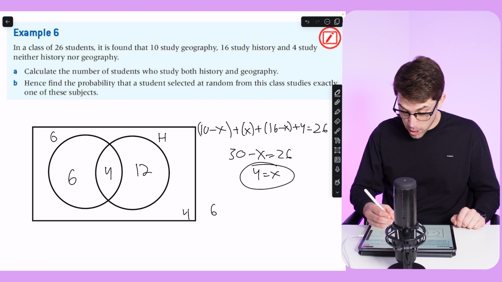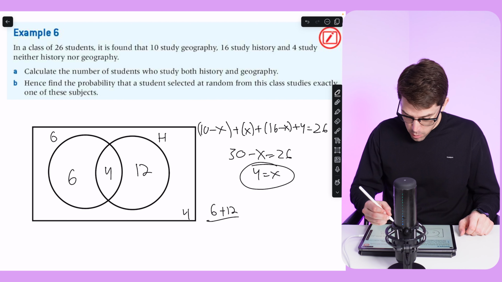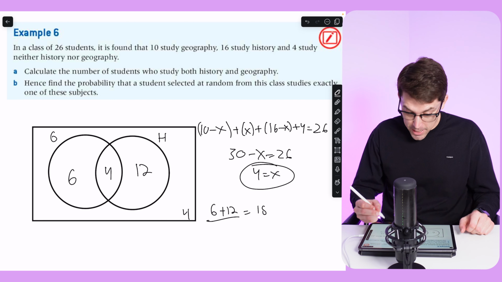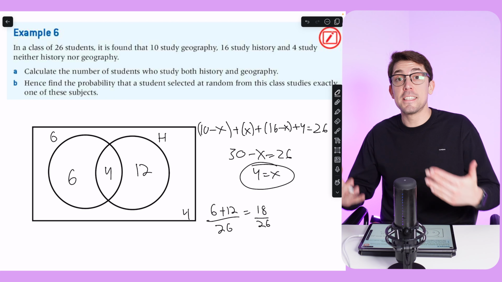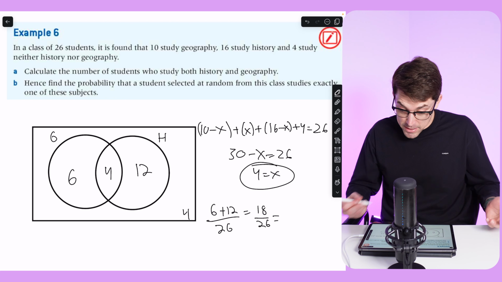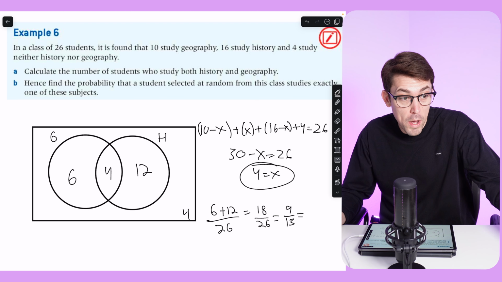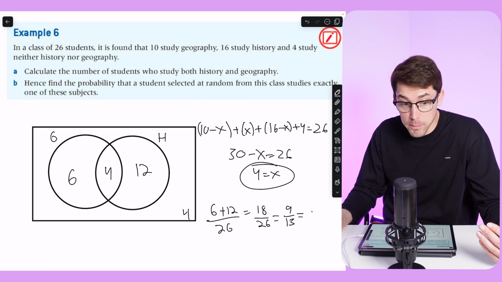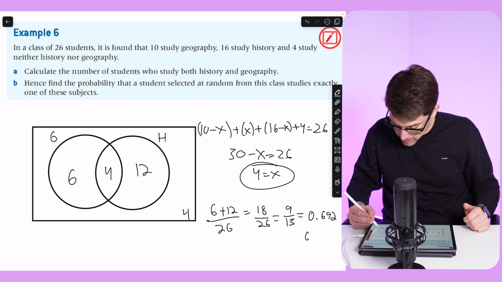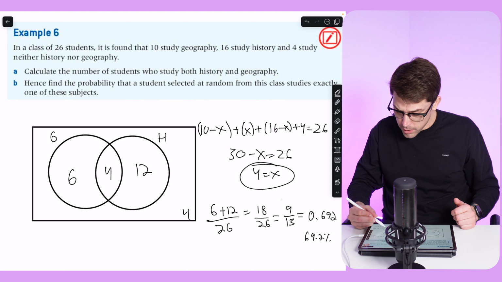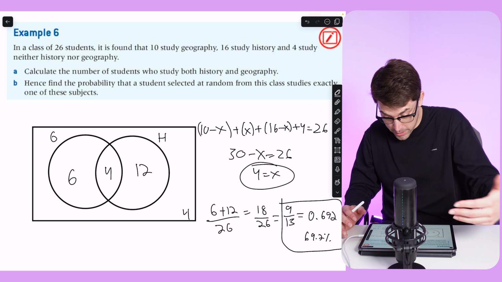Okay, so what's the probability that a student selected at random from this class studies exactly one of these subjects? Well, I have 6 that study geography and 12 that study history in isolation, which gives me a grand total of 18. And how many students do I have in the class? I have 26. So 18 out of the 26 students satisfy my criteria. Now, it depends on how you want to answer this. You could put this as 9 over 13 as a simplified fraction, or you can go ahead and put that in your calculator and get a decimal, which is going to be 0.692 or 69.2%. Either way, one of these answers will suffice. It depends on what the context of the problem asks you or if it asks for it explicitly.